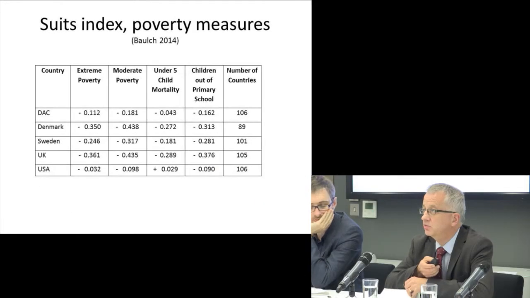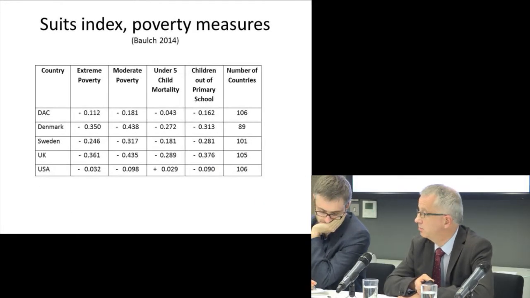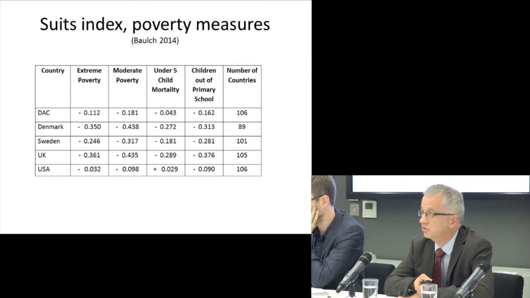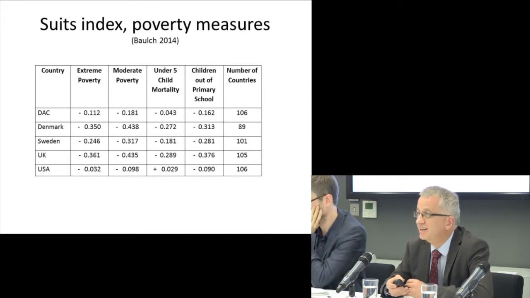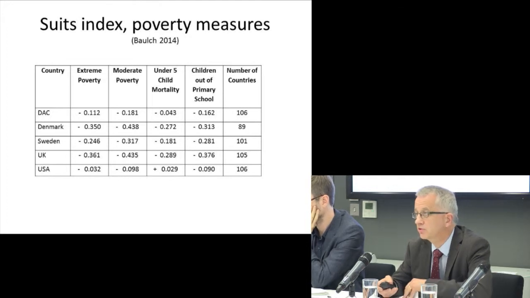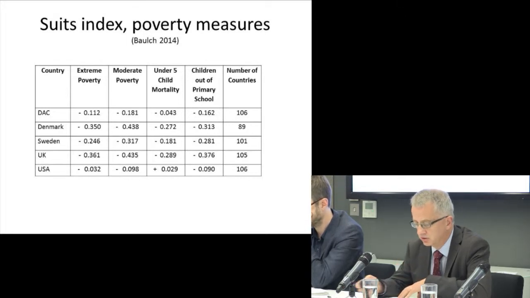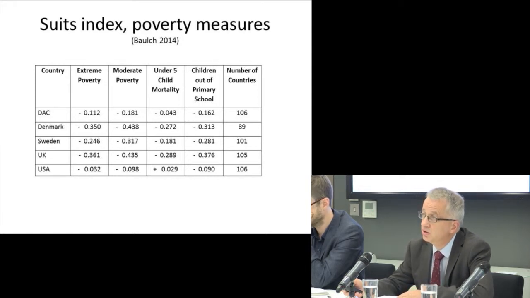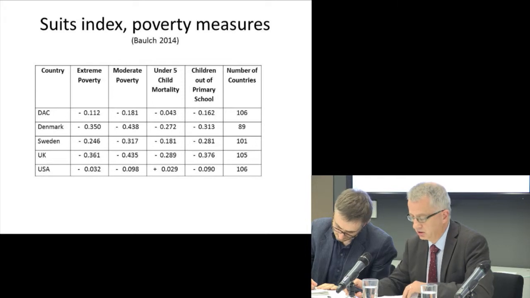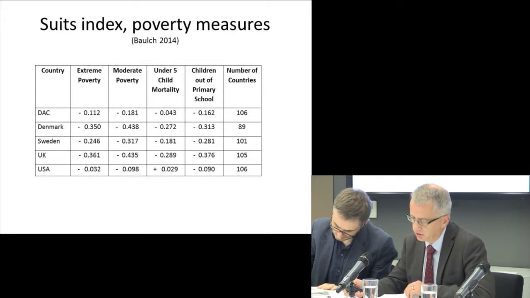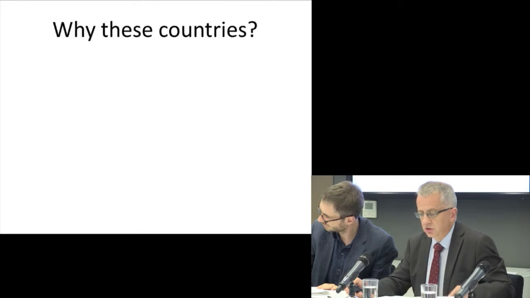Another way of measuring this would be the Suits index. That's a figure of that curve that you just saw. If you have a larger negative figure, you're more poverty focused. So you see that Sweden ends in the middle between Denmark and the UK, and on the other hand the US. Regardless if we talk about extreme poverty, $1.25 a day, moderate $2 a day, or non-monetary measures, under 5 child mortality or children out of primary school.